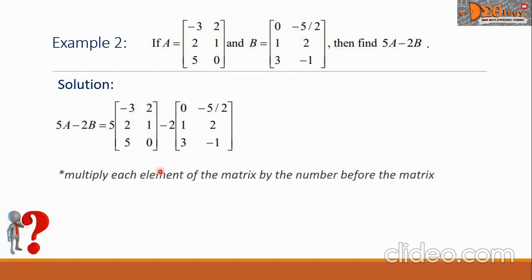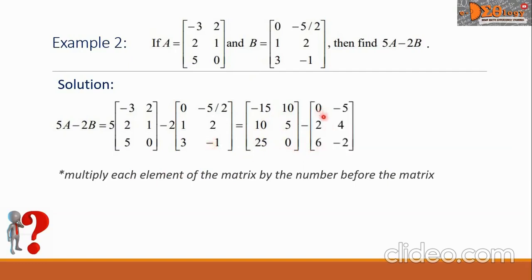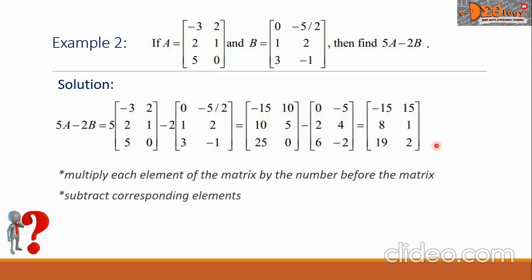So we multiply each element of the matrix by the number before that matrix. So the first matrix here becomes -15, 10, 10, 5, 25, 0 respectively. Then minus the second matrix, which becomes 0, -5, 2, 4, 6, -2. And from here, we're going to subtract corresponding elements. So we have now this matrix.